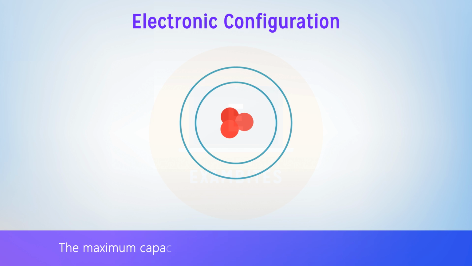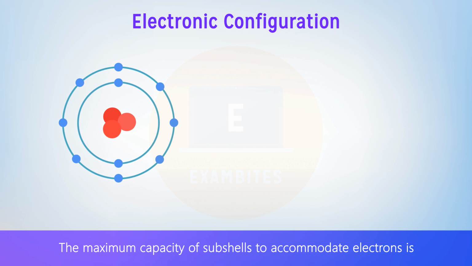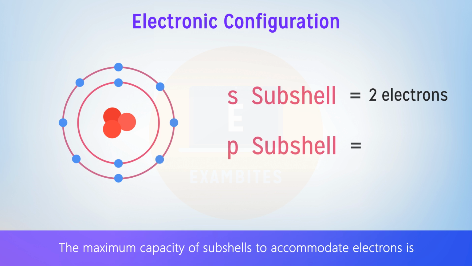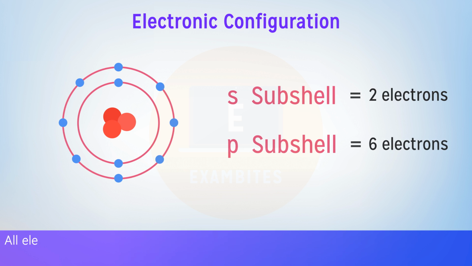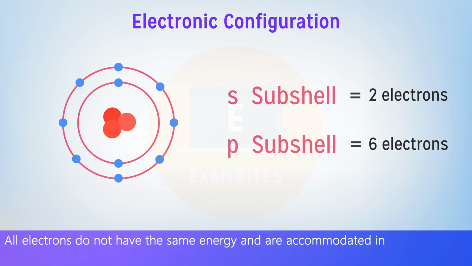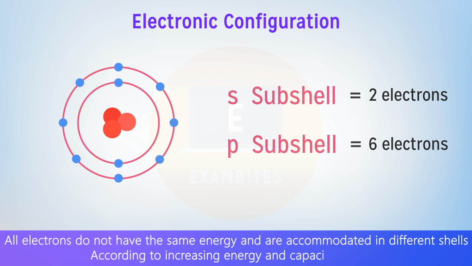The maximum capacity of subshells to accommodate electrons is: S subshell can accommodate 2 electrons. P subshell can accommodate 6 electrons. All electrons do not have the same energy and are accommodated in different shells according to increasing energy and capacity of shell.